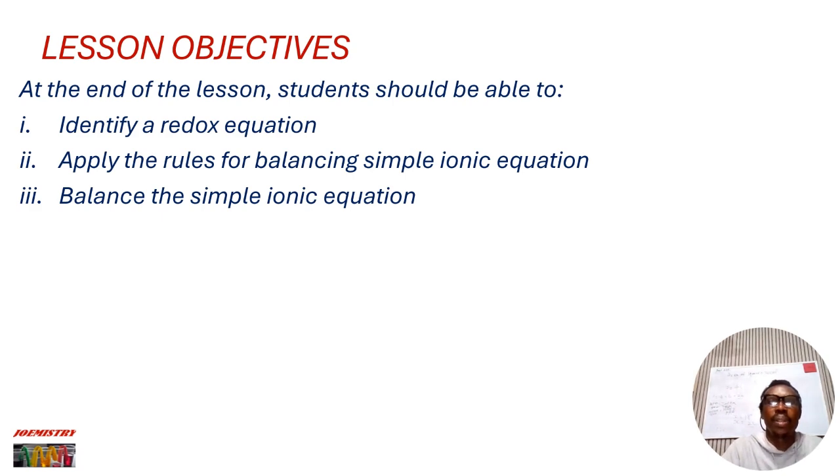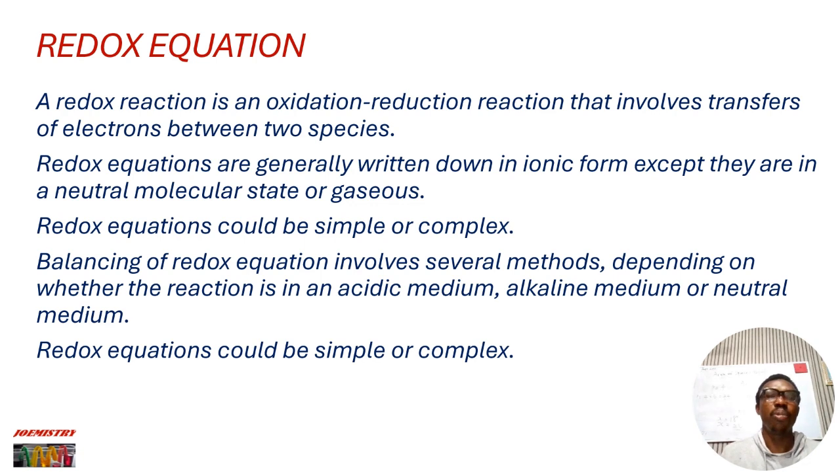Now looking at redox equation, of which we've treated redox reaction. So let's dive deep into redox reaction. A redox reaction is an oxidation reduction reaction that involves transfer of electrons between two species. That means it has to do with gain of electron and loss of electron. In a redox reaction, there's electron gain and electron loss. That's what we call a redox reaction, where reduction and oxidation take place at the same time.